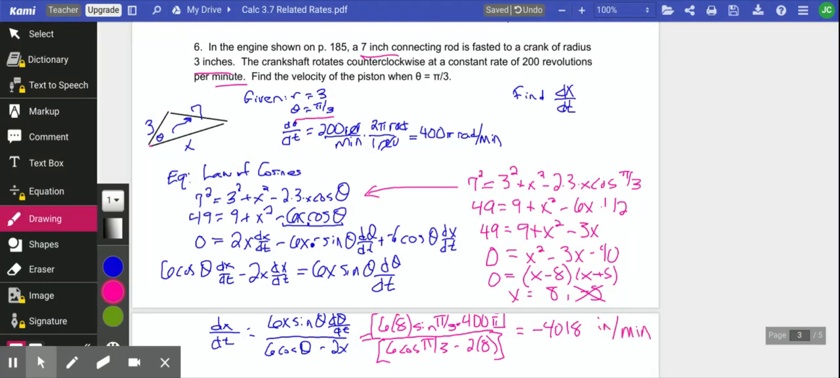All right. So we can do these type of related rate problems as long as we have some sort of equation, as complicated as they may be, just relating everything and plugging in what we know.